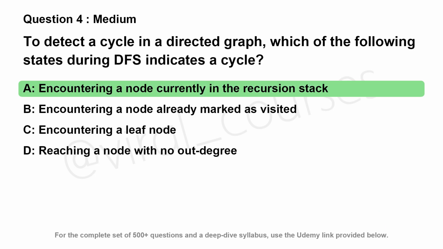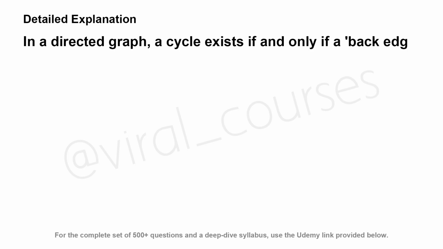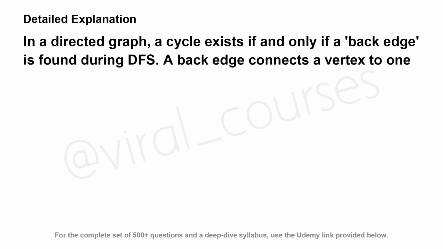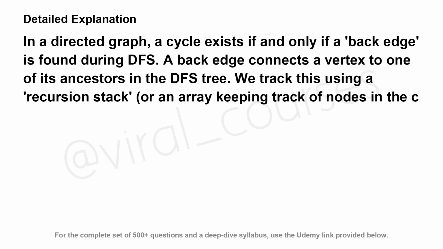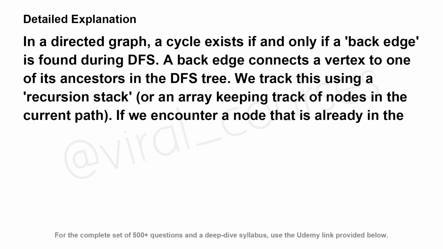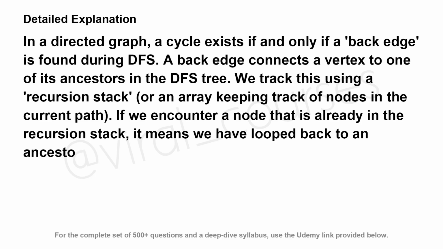The correct answer is A. In a directed graph, a cycle exists if and only if a back edge is found during DFS. A back edge connects a vertex to one of its ancestors in the DFS tree. We track this using a recursion stack, or an array keeping track of nodes in the current path. If we encounter a node that is already in the recursion stack, it means we have looped back to an ancestor, confirming a cycle.